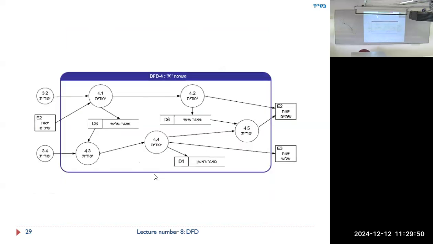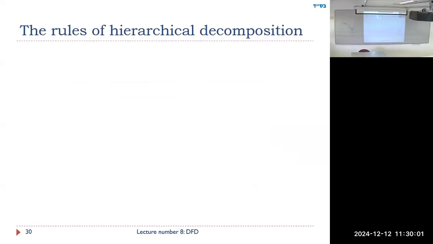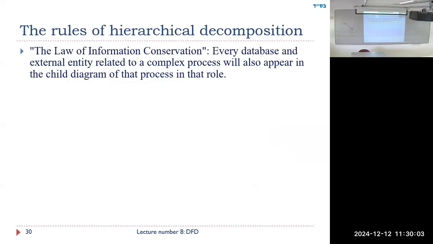Here's DFD 3. Here's DFD 4 because it was complex. Notice these are all basic. Okay, so there won't be a DFD 4.2. There'll be a process 4.2, but no, here is process 4.2. Okay, rules of the law of information conservation. Every database and external entity related to a complex process will also appear in the child diagram of that process.